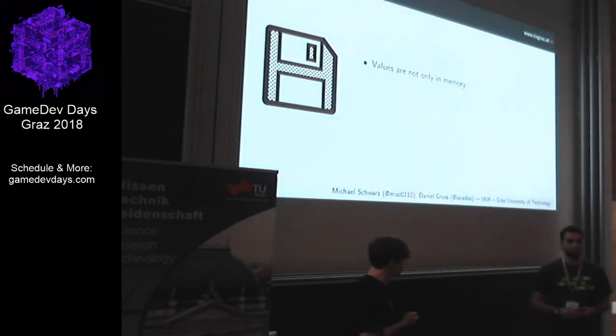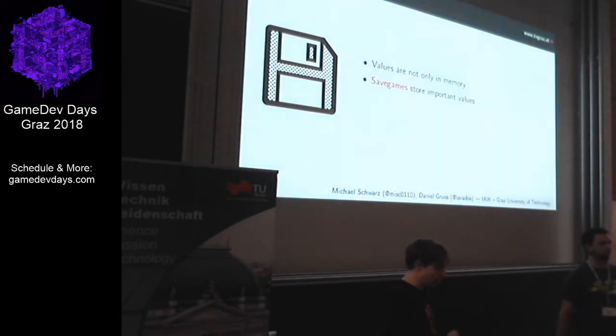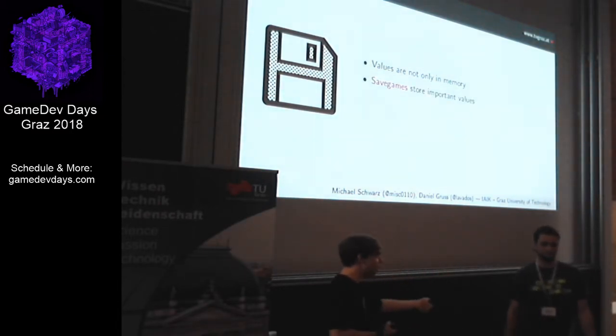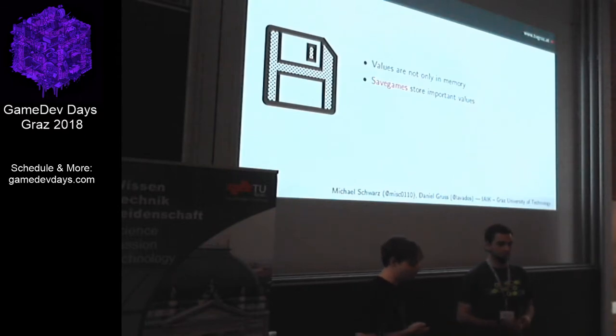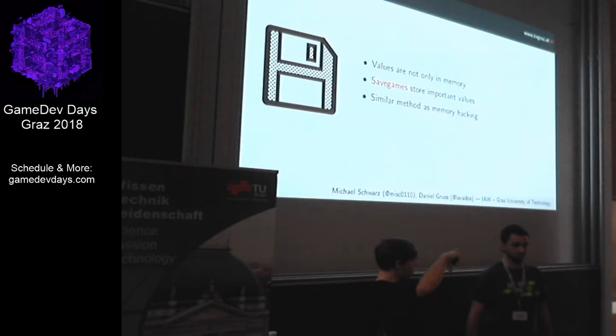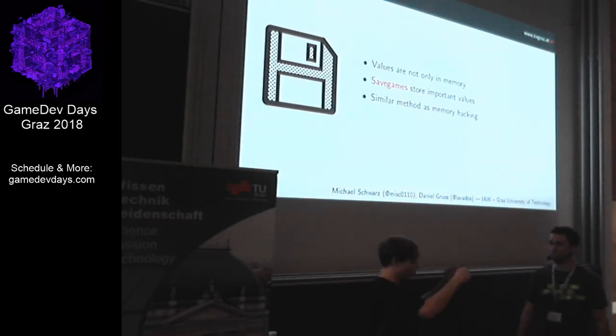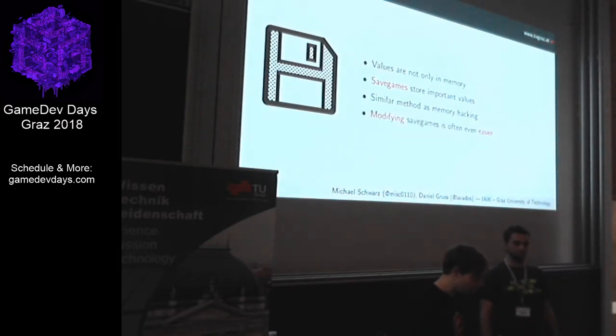There the values are not in memory but in files, right? Save games store important values like money, health, etc. All the same as the memory. So if I can edit something there, I get the same advantage, right? It's very similar, but I even have a small file where I can search for this value.